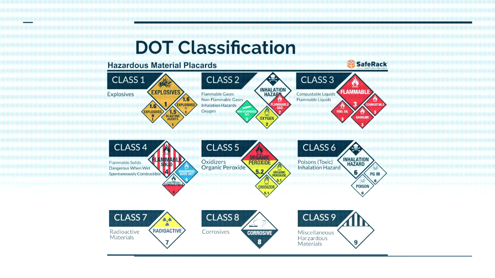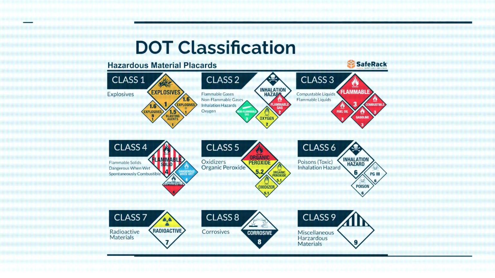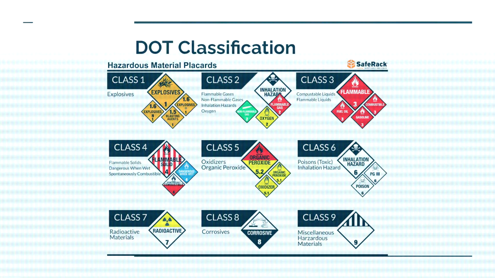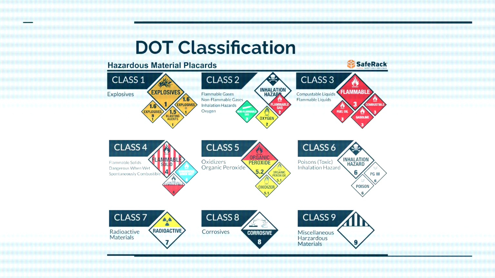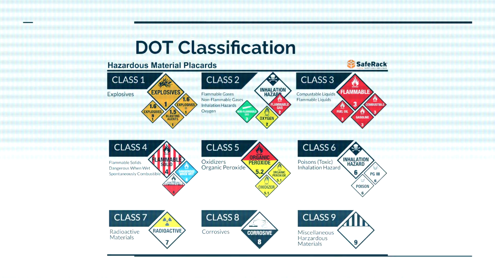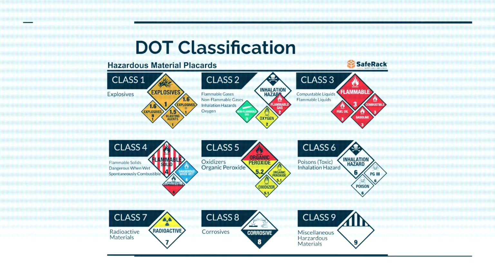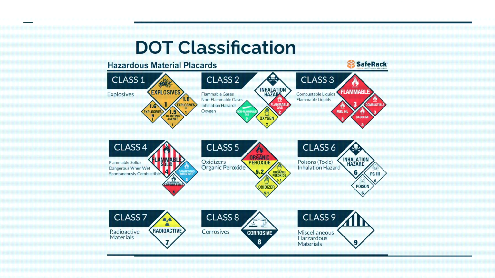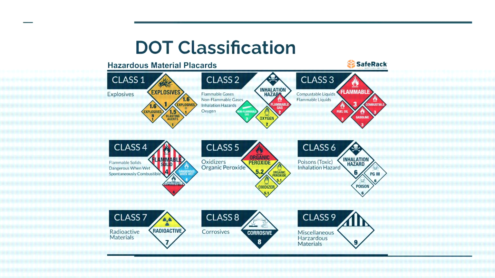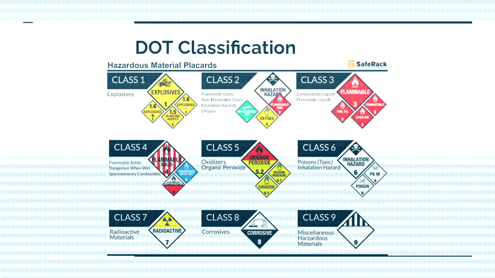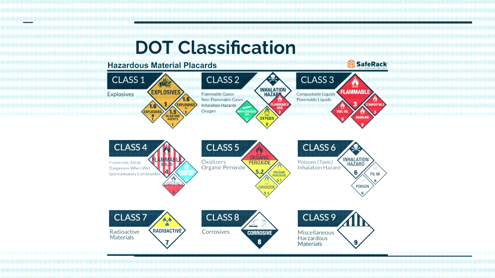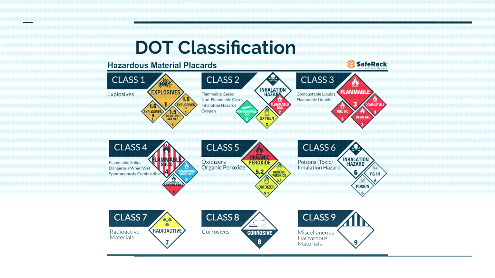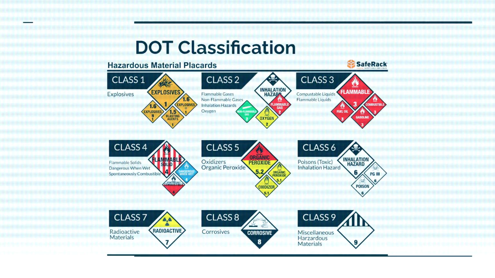UN numbers, or UNIDs, are 4-digit numbers ranging between 0004 and 3,534 that identify dangerous goods or hazardous substances, such as explosives, flammable liquids, or toxic substances. These numbers are assigned by the United Nations Committee of Experts on the Transportation of Dangerous Goods and are listed on the SDS, or Safety Data Sheet.